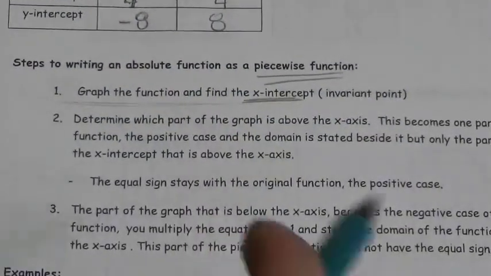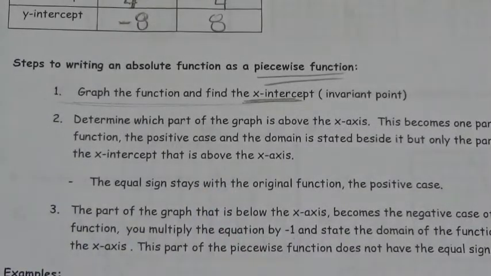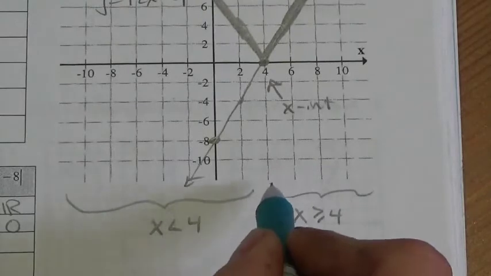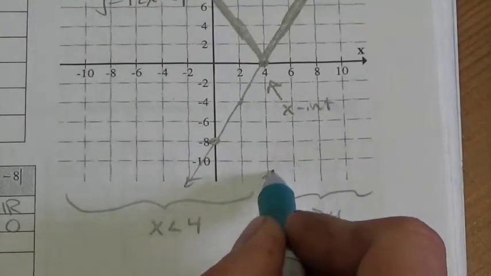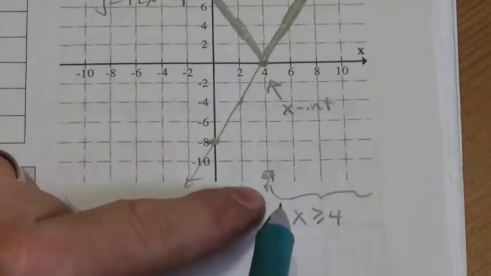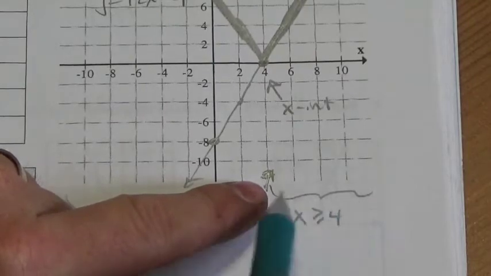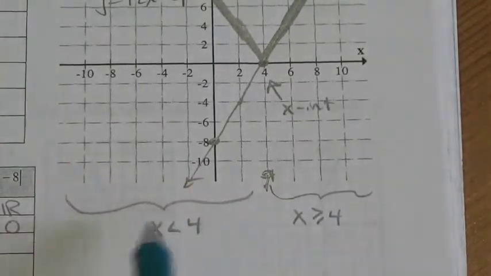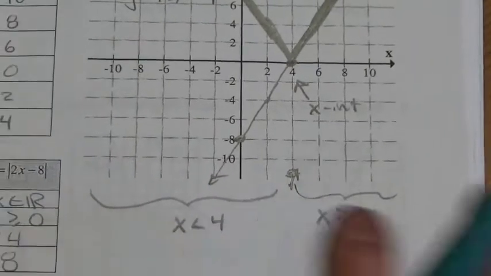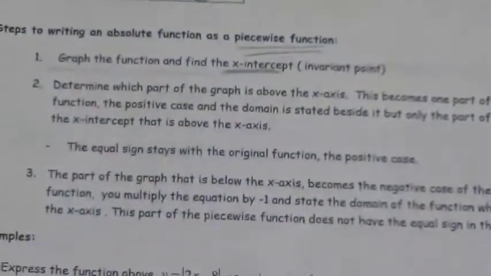So the first thing we want to do is find that x-intercept. That's going to be the boundary between the two functions that we use. So if you look up here, notice the x-intercept is what separates the one part of the absolute value function from the other part.